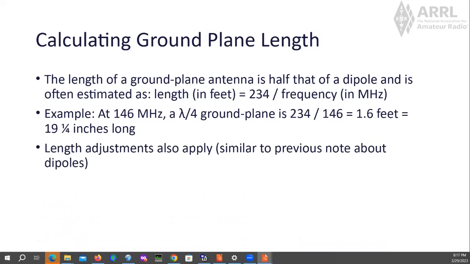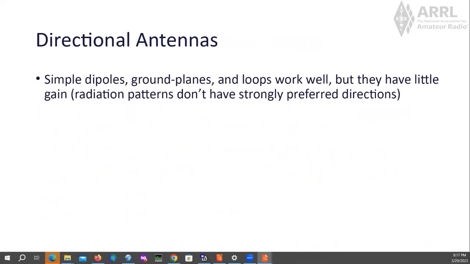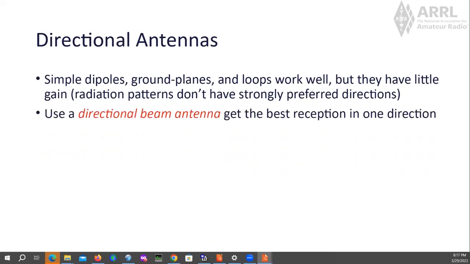Length adjustments also apply, similar to the previous note about dipoles. Directional antennas. Simple dipoles, ground planes, and loops work well, but they have little gain. Radiation patterns don't have strongly preferred directions. Use a directional beam antenna and get the best reception in one direction.